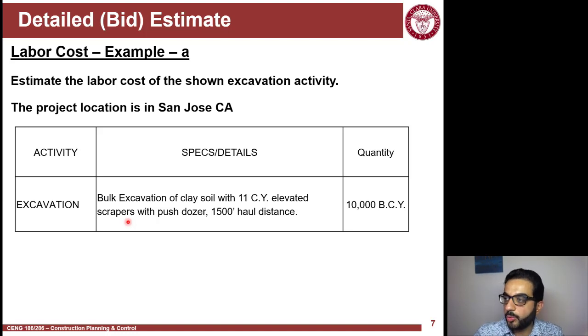The quantity from quantity takeoff is 10,000 bank cubic yards. BCY stands for bank cubic yards. We'll not get into details. There's loose cubic yards, bank cubic yards. This is covered in a different course, but it's a unit for measuring the soil in a specific state, which is the bank state, the natural state of the soil, without loosening it when you dig. So that's a description. I need to identify which line item in the book matches with that.